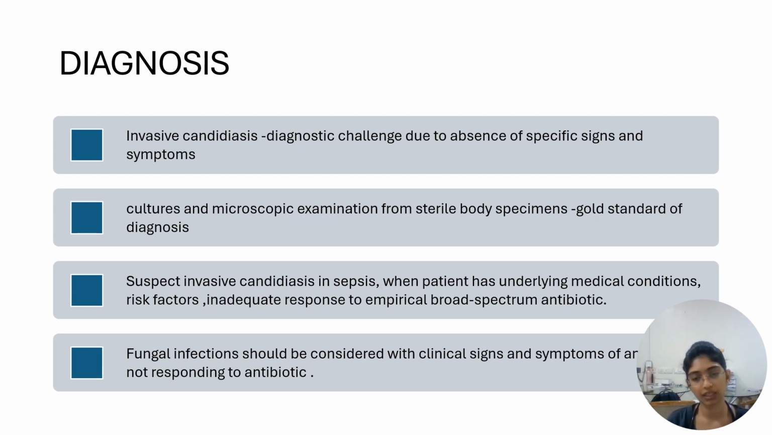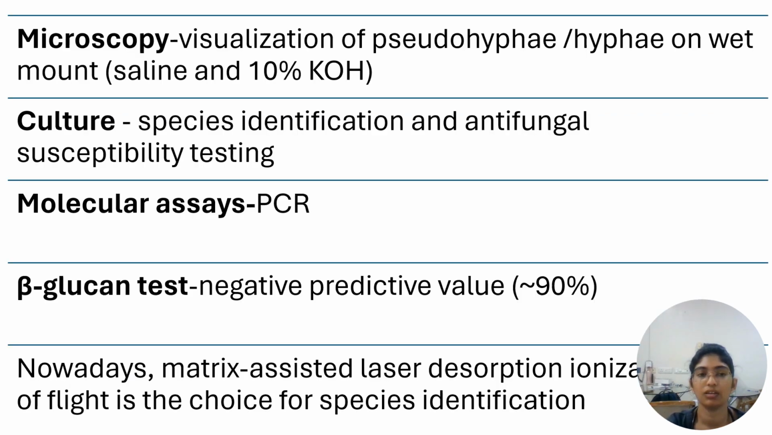And any patient with signs of infection who is not responding to broad spectrum antibiotics, we have to suspect fungal infection. So for the diagnosis, we can either use microscopy. Under microscopy, we can see the pseudohyphae or hyphae, and we can find it on culture. We can also identify the species and do antifungal susceptibility testing, molecular assays like PCR, and the beta glucan test.